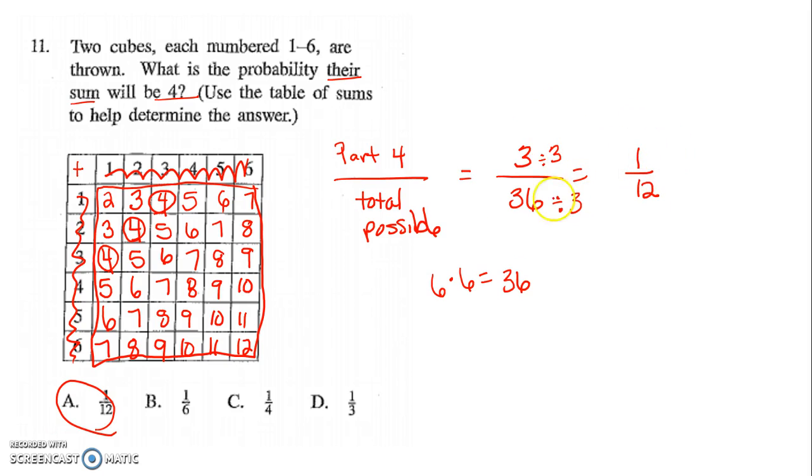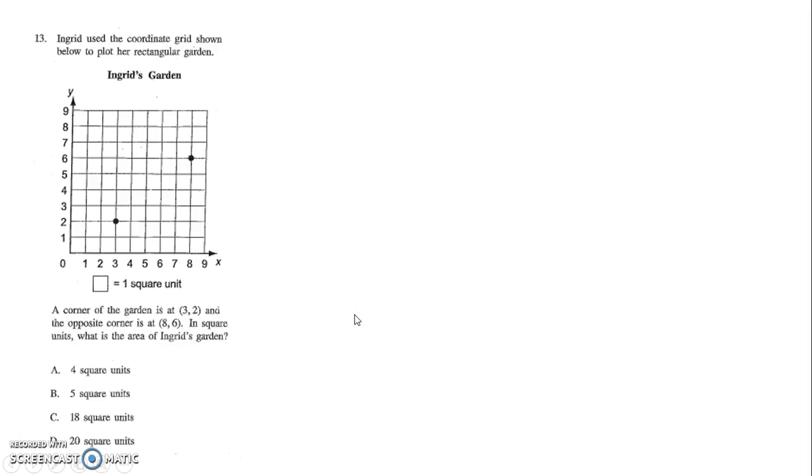Dividing top and bottom by 3 is 1 out of 12. All right, let's move on. Next one says, Ingrid used the coordinate grid below to plot her rectangular garden. So once we actually draw the garden, it better be a rectangle.